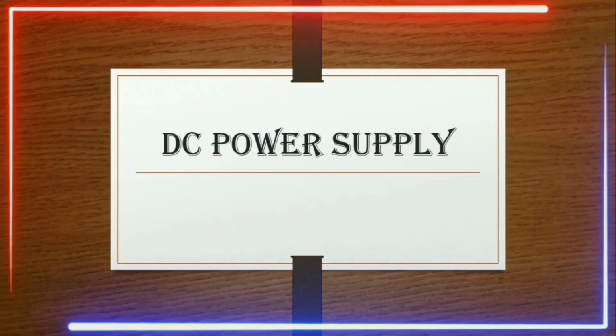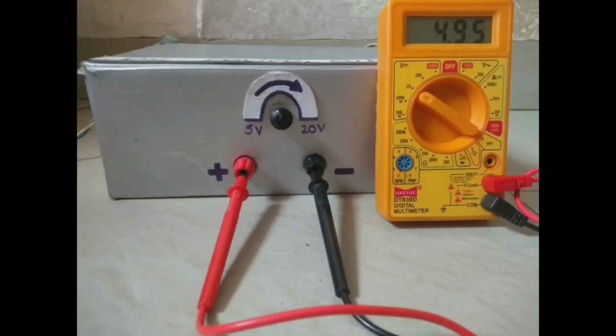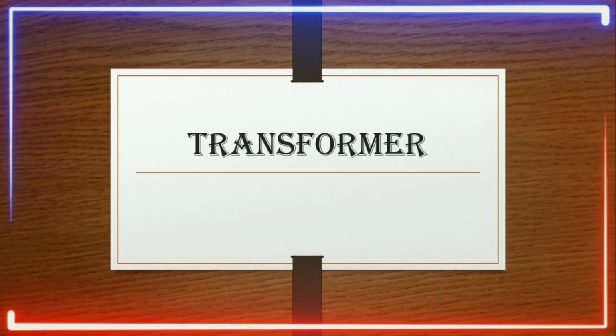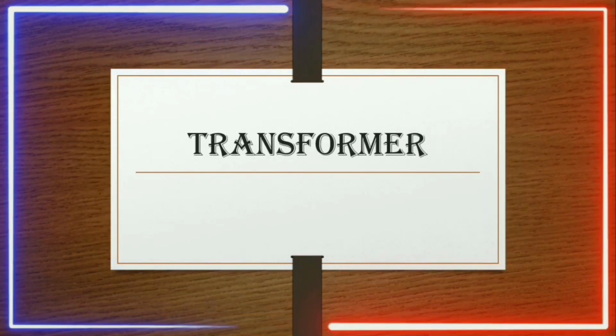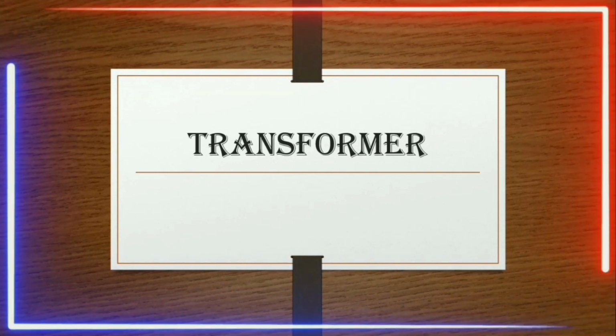A DC power supply consists of 4 major blocks. In this video, we'll be studying about each of them in detail. The first block of a power supply is the transformer.